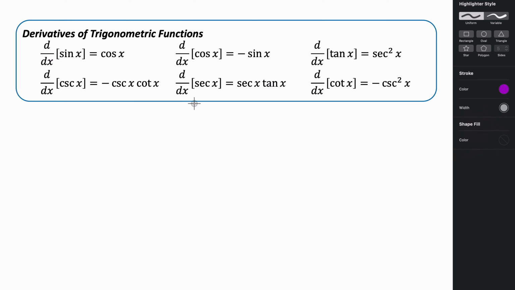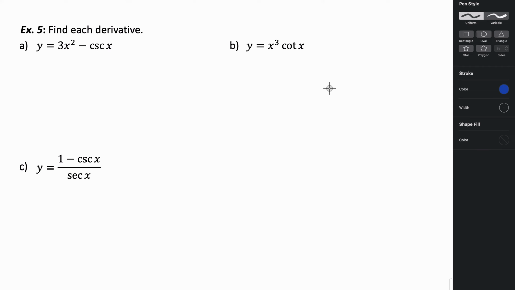One thing that is useful to note is when you take the derivative of all of the cofunctions, you result with a negative in your answer. So cosine is negative sine. Cosecant is negative cosecant x cotangent x. Cotangent is negative cosecant squared x. So that's something helpful to remember. So when you're taking the derivatives, the cofunctions give you a negative. So let's try a few derivatives using the trigonometric functions.